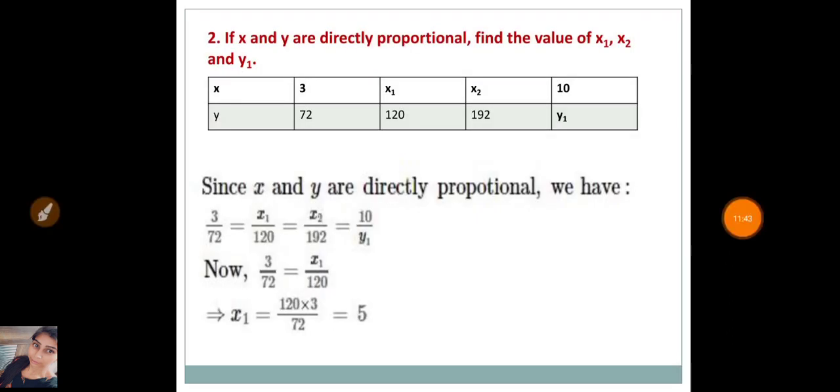So now let us check the second type of question. In this question we need to find out the value of x1, x2 and y1, and it is already given that they are directly proportional to each other.